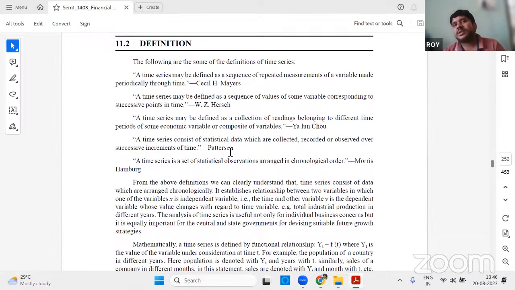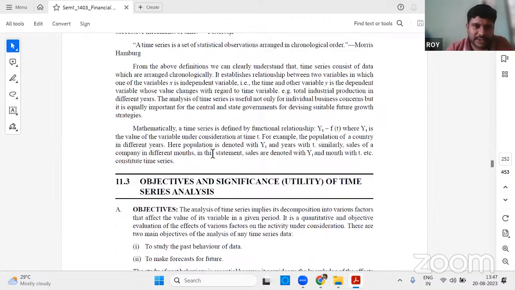Summer season ice cream sales are going up in a time series, in a seasonal series, and in the next year, what will happen? Okay, let us produce less ice cream in the winter. Let us produce more ice cream in the summer. Past data.